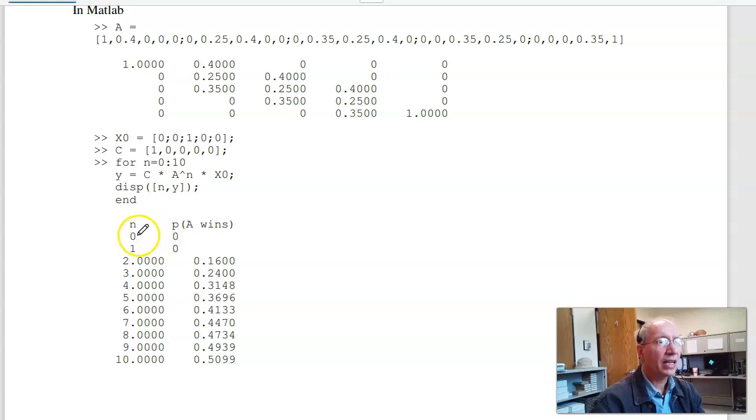And I get that A cannot win in 0 games, can't win in 1 game. In 2 games, there's a 16% chance of winning, and so on for 3, 4, 5, 6, 7, 8, 9, 10. That's the probability A wins after n games.